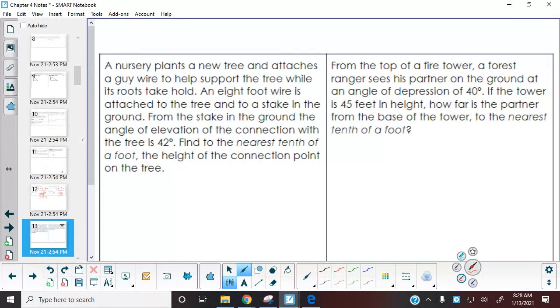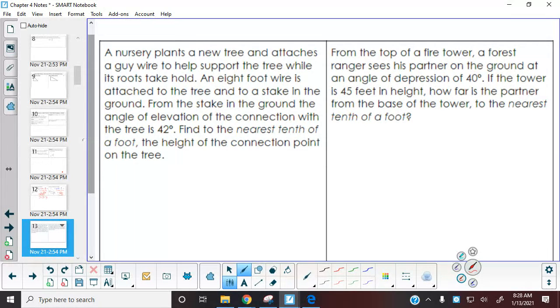Slide number 13, but these two problems, these word problems, are exactly the same concept. The only thing that's missing is the picture. So what you would need to do is take a minute and sketch the picture based on what you are given. So a nursery plants a new tree and attaches a guy wire to help support the tree while its roots take hold. So first off, let's go ahead and sketch a picture.